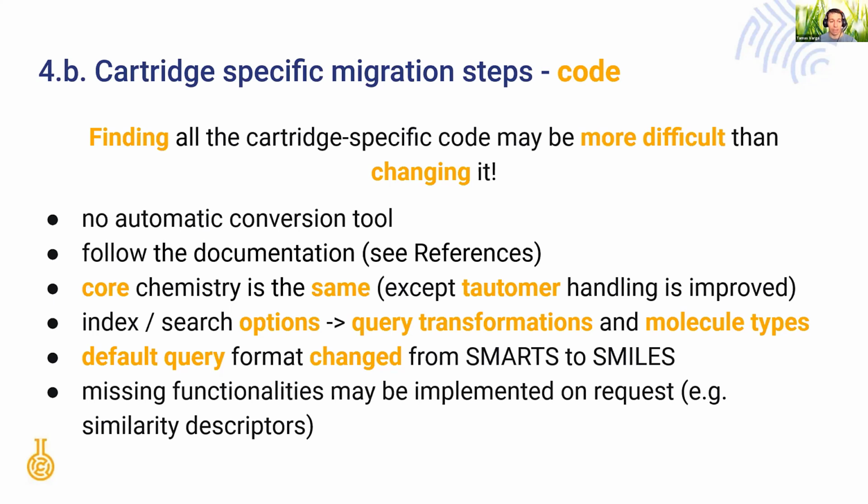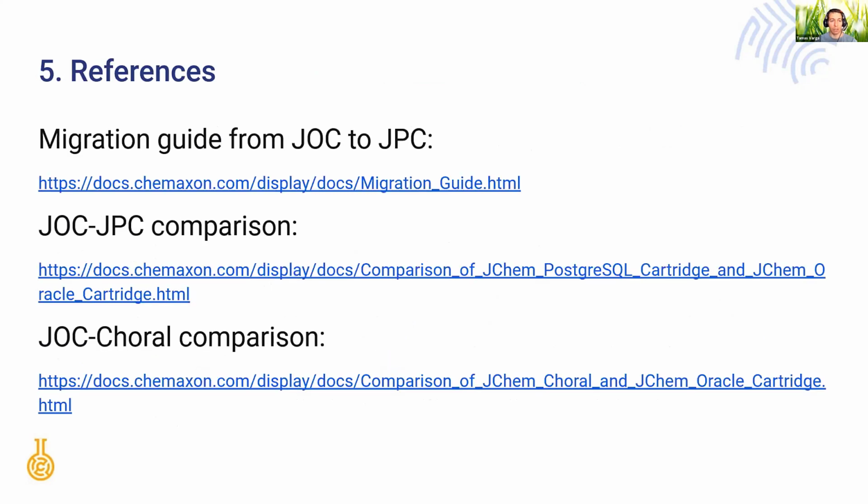And there are still some missing functionalities like similarity descriptors and some others that may be implemented in the future or on request. And you won't be alone with the migration. We can also help, but we have a very good, very detailed guide on how to migrate from JOC to JPC, and we also have comparisons if you see different results for the cartridges. There are some very tiny details which could cause some small differences in the results.